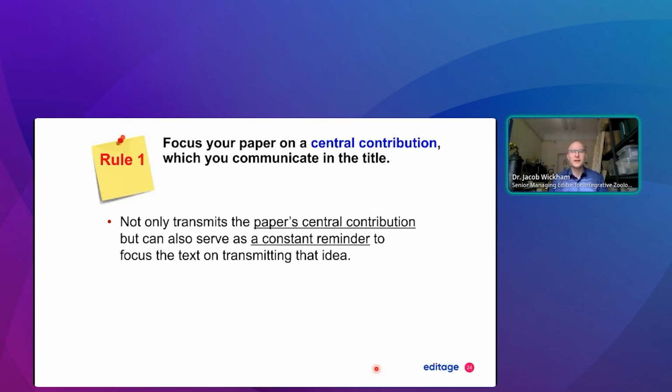So rule number 1: you want your paper to focus on the central contribution, which you communicate in your title. Not only does this transmit, I would say, the take-home message, but it can also serve as a constant reminder to focus on in your text while you're transmitting that idea. So this is your take-home message. It'll be in your title, your abstract, your introduction, and also in your conclusions.